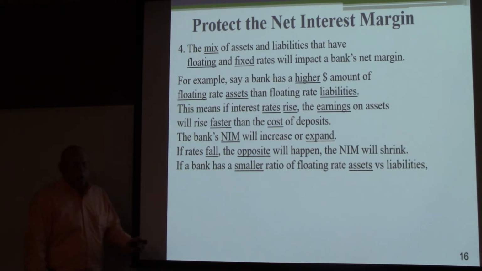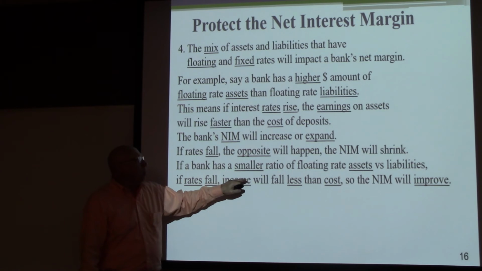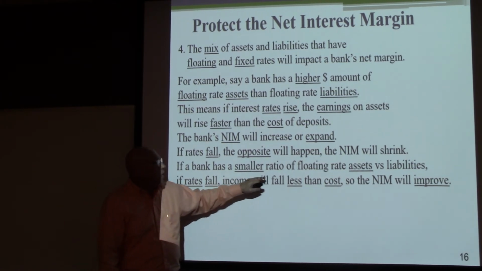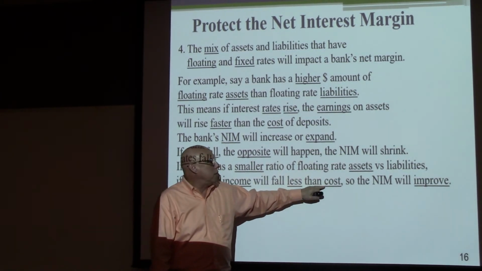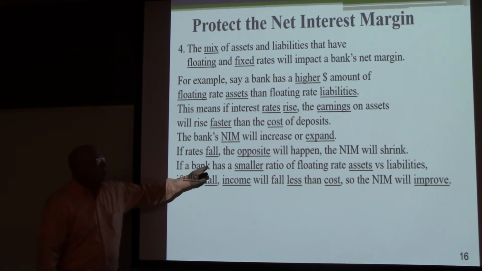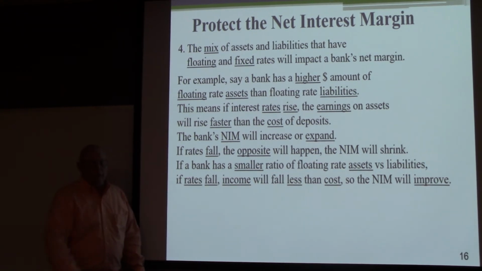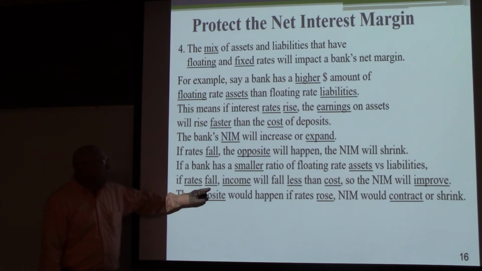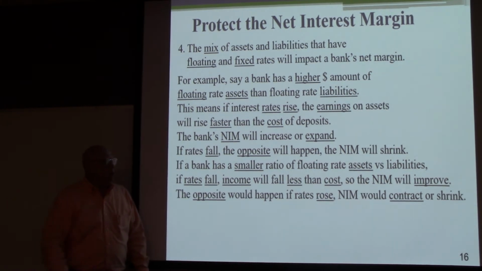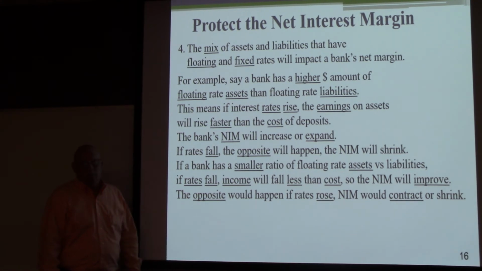If a bank has a smaller ratio of floating rate assets versus liabilities, and rates fall, income will fall less on your assets than costs will fall on your liabilities, your deposits, so that NIM will improve. So it depends on what your mix looks like between floating rate and fixed rate. The opposite would happen if rates rose. The net interest margin would contract or shrink.